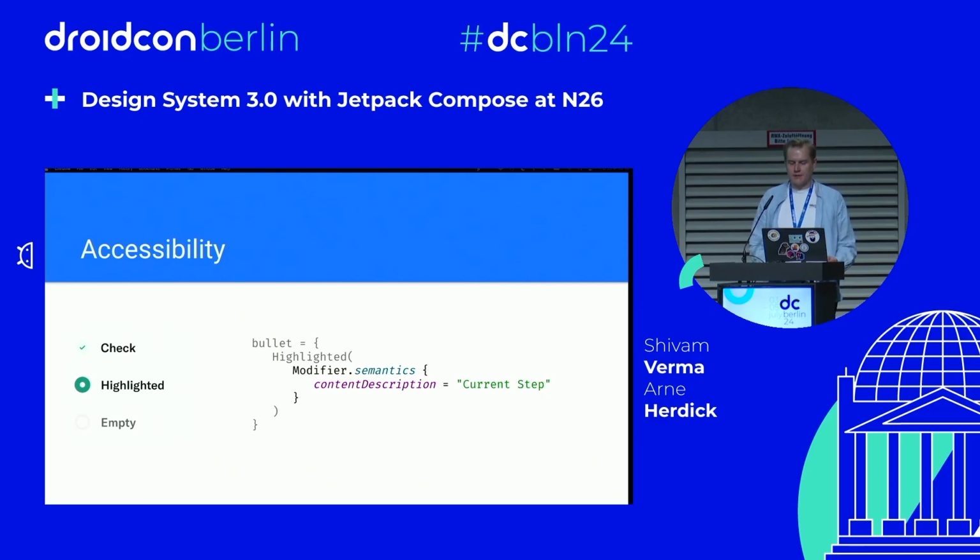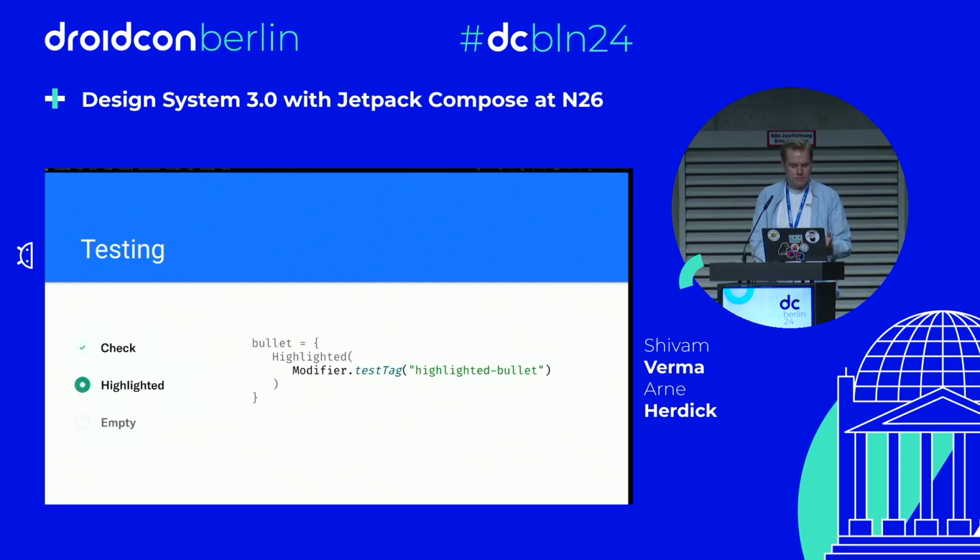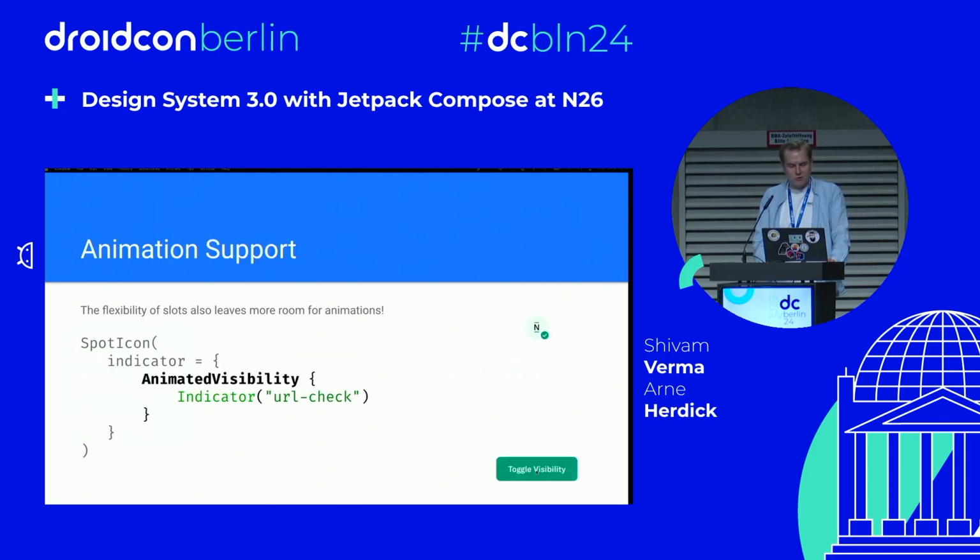And because we have access to the modifiers, we also can place test tags. So it's super easy. Let's say I want to check, is the highlighted bullet there? I put a test tag on it. Zero problem. Animations, zero problem. Because it's a slot, I can just put an animated visibility on there, and now the indicator icon is animated.